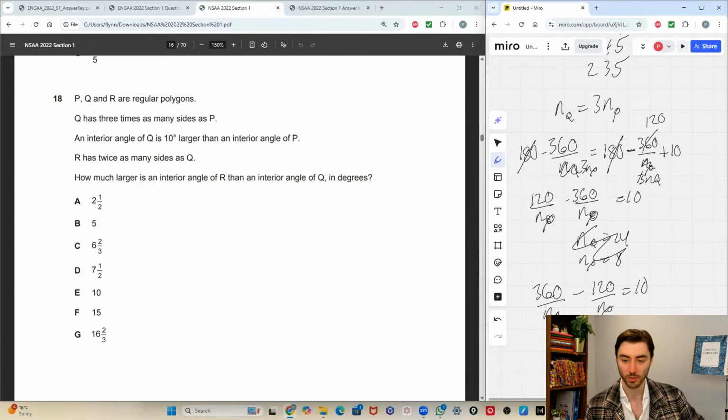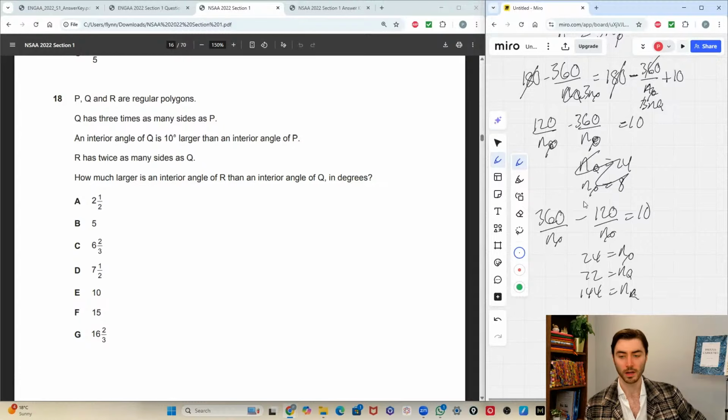How much larger is the interior angle of R than the interior of Q? So the interior of R is 180 minus 360 over 144. Divide by 12. Divide by 6. 180 minus 2.5. And that's compared with Q. What was Q? Q is 180 minus 360 over 72. So again, let's divide by 12.